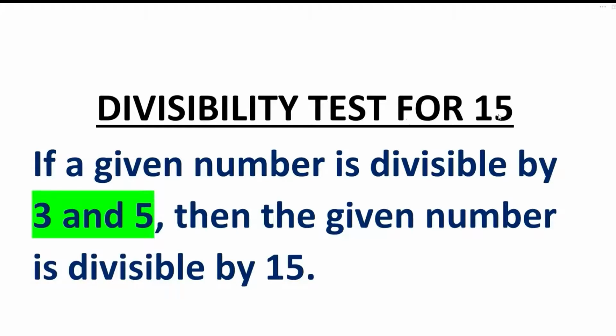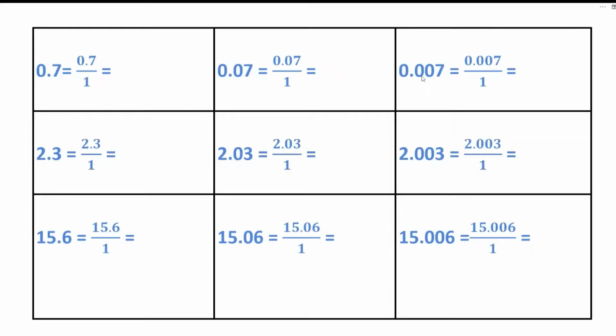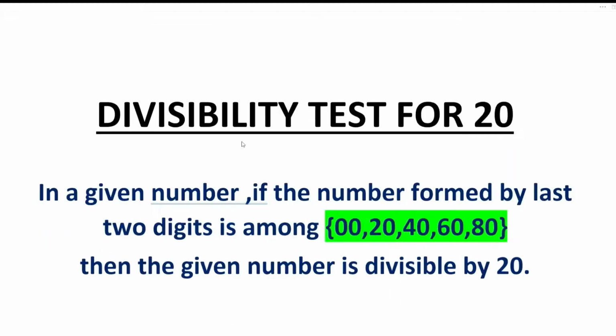Divisibility test for 15. If a given number is divisible by 3 and 5, then the given number is divisible by 15. In this case, the number is 0.007. So I have written it as 0.007 upon 1. When I remove this decimal point, now there are 3 places, so I need to give 3 zeros. So it will be 7 upon 1000.